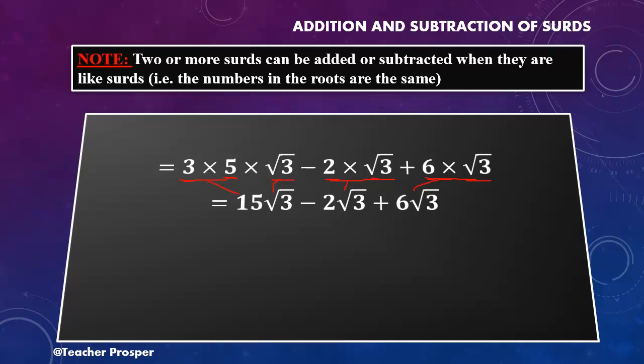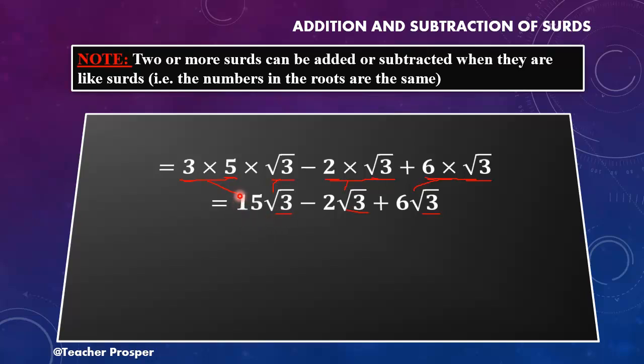Now, we have succeeded in making the surds like surds because you realize that the number under the square root here, root 3, the number under the square root here, 3, the number under the square root here, 3 are the same. So they have become like surds. Since they have become like surds, then we can now add or subtract them. What we'll do is that we are going to factorize the square root of 3 out because the square root of 3 is common to all the terms.